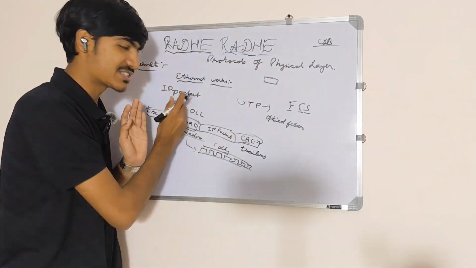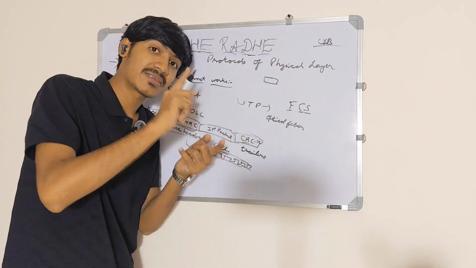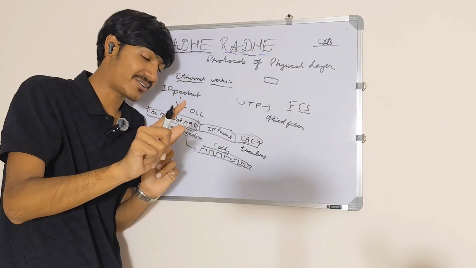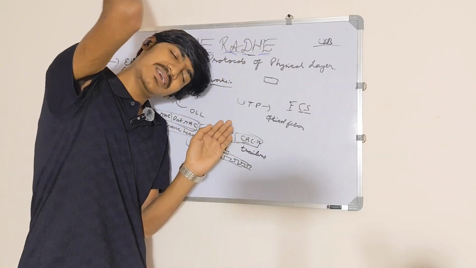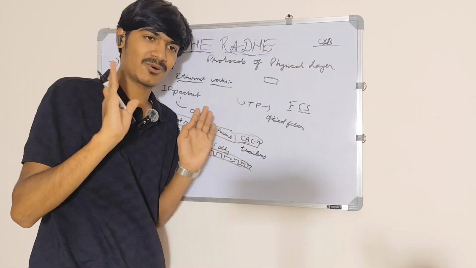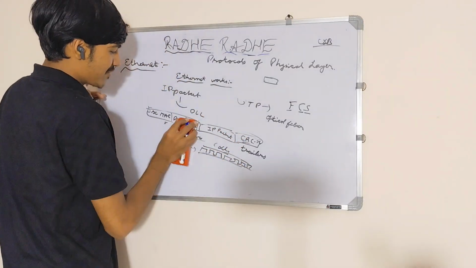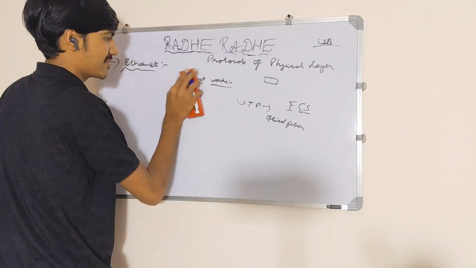It will remove the source and destination MAC. It will remove the CRC only after checking if the frame is correct or not. After removing, it will send to the IP layer, and in this way it works. Understood? This was about the working of Ethernet.